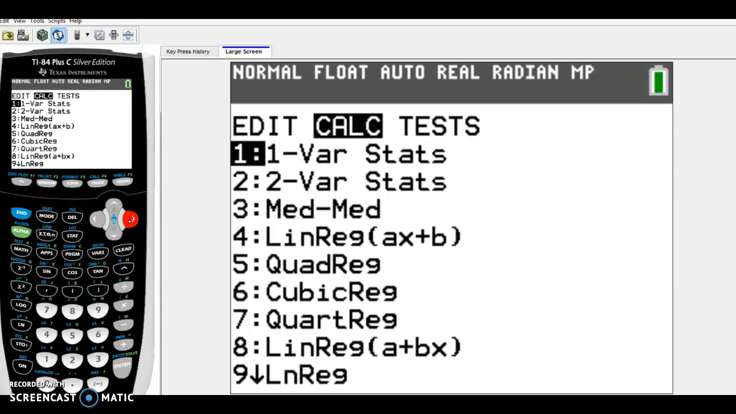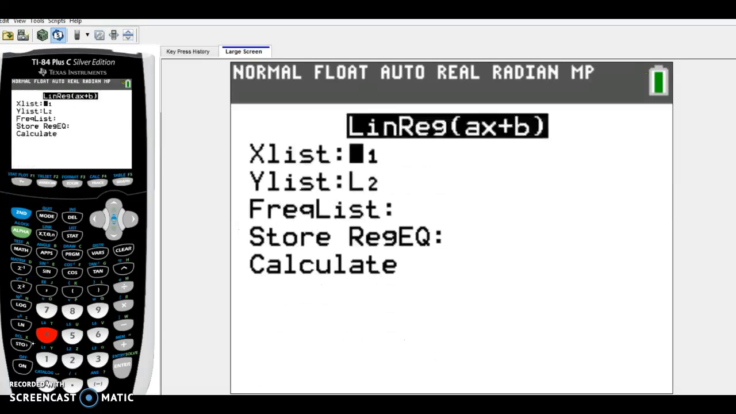Number 4 is linreg. That stands for linear regression. Linear means the equation of a line to fit our data. And notice it says ax plus b. Does that kind of look like mx plus b? That's the kind of line we want to have. So push number 4, or you can arrow down to number 4. And this is just setting it up.